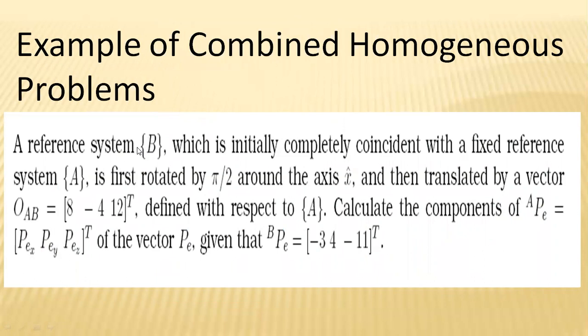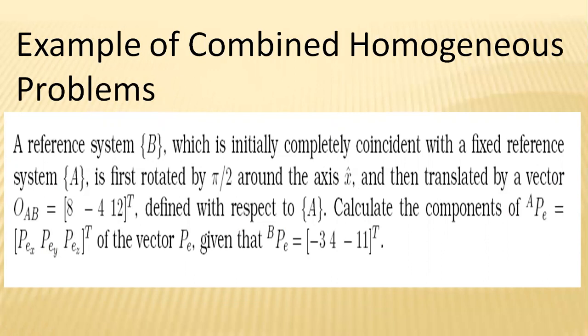End effector reference frame B, from the base frame, the value is -3, 4, -11. This needs to be substituted for calculation. So that's one rotational process completed. But here it's given that one more translation follows the rotation. Translation also needs to be progressed along the x-axis 8, y-axis -4, z-axis 12 units. So that is also clearly specified to us.